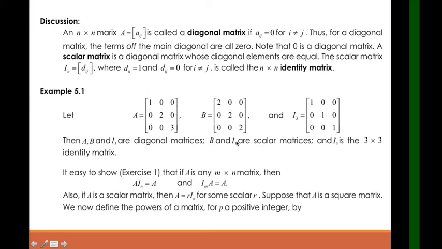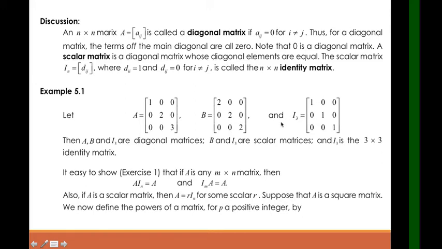B and I sub 3 are scalar matrices. We call them scalar matrices. And I sub 3 is a 3 by 3 identity matrix, so we call it an identity matrix. It is a scalar, okay? It is a scalar. At the same time, it is a 3 by 3 identity matrix.